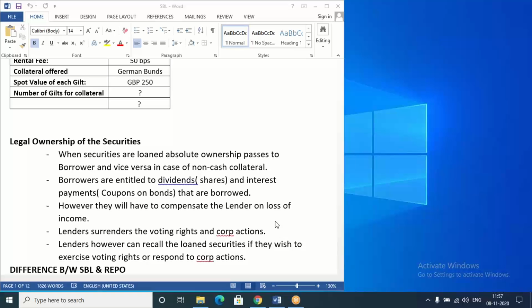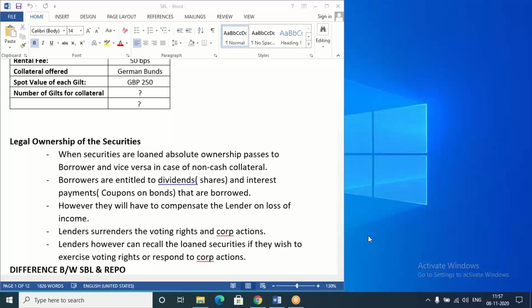Ma'am, if he has entered into a term contract, then he cannot. Okay, then he cannot. Now, guys, what do you think is the time span of a stock borrow lending contract? Do you think it's a long contract or a short contract? Ma'am, short one. It's a short contract, exactly.